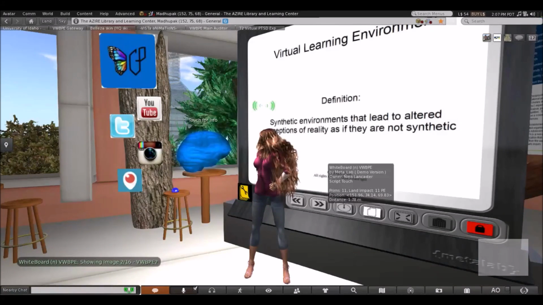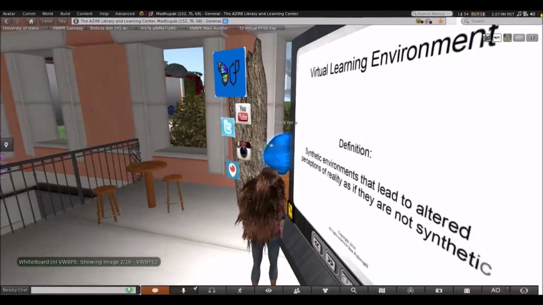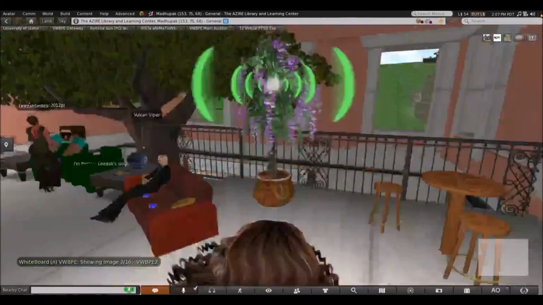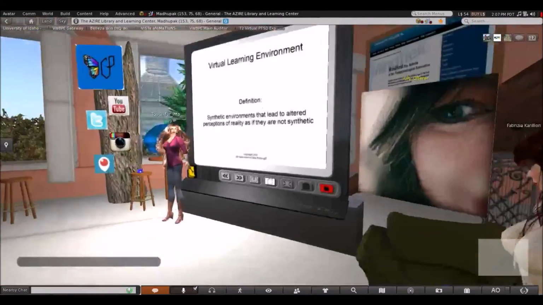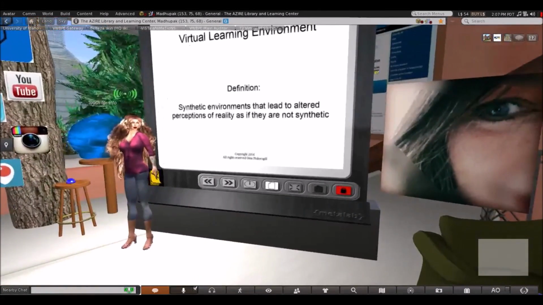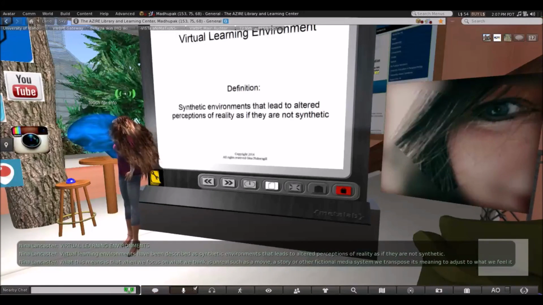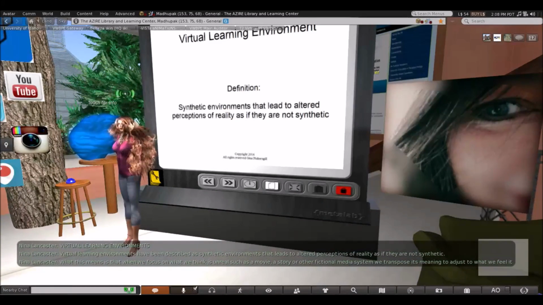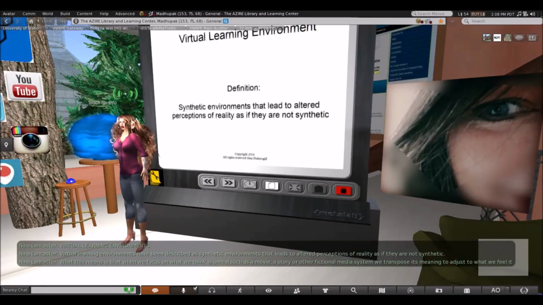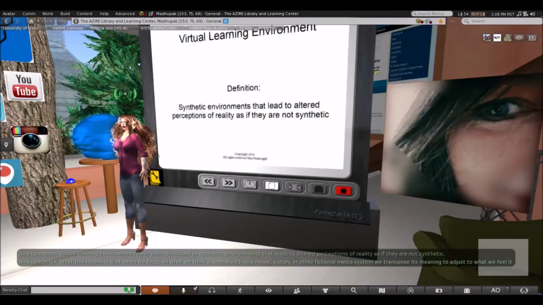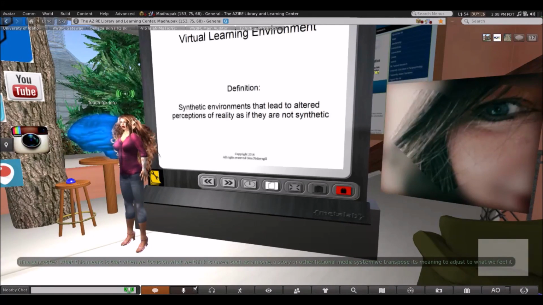So the definition of a virtual learning environment is that it's a synthetic environment. So a virtual world is a synthetic environment that leads to altered perceptions of reality as if they are not synthetic. So what this means is that when we think about things that are unreal, such as a movie or a story or other fictional media system, we basically translate the meaning to what it means to us. So we interpret it and we move out of what's sort of commonly known as reality.